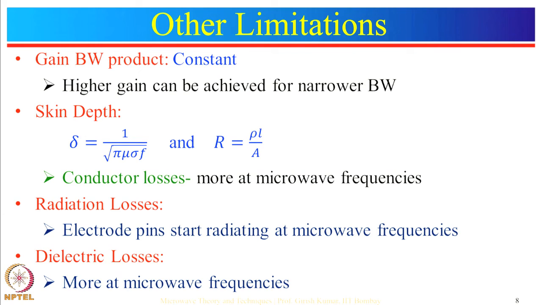Now, the next limitation is radiation losses. At microwave frequencies, the electrode pins of the vacuum tubes start radiating. Because of this radiation there will be radiation losses. The last limitation is dielectric losses. As frequency increases, the loss tangent of a dielectric material increases, so there will be more dielectric losses at microwave frequencies. So, this is all about the limitations of conventional tubes at microwave frequencies.